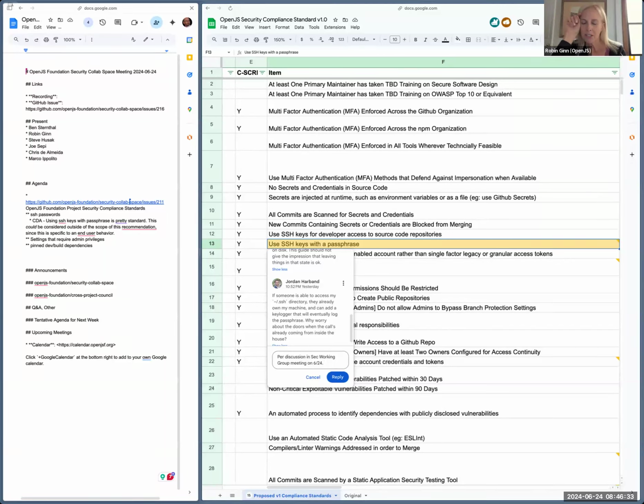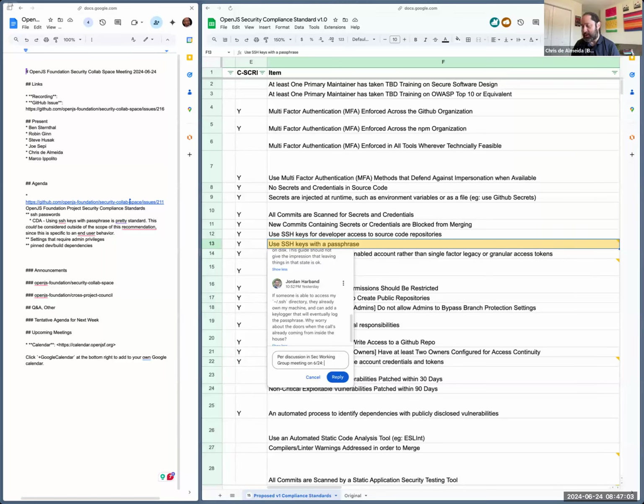Let's look at Steve's comment. Yeah, I was asking if it can be combined with another of the requirements of just using SSH keys in general. Yeah, there's the one right above it, which is use SSH keys with a passphrase for developer access. I mean, that kind of captures both, but I don't know if the intent was to keep this separate. 100% to allow optionality later.